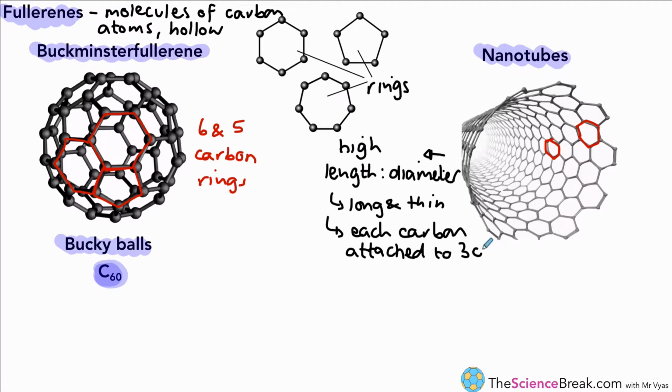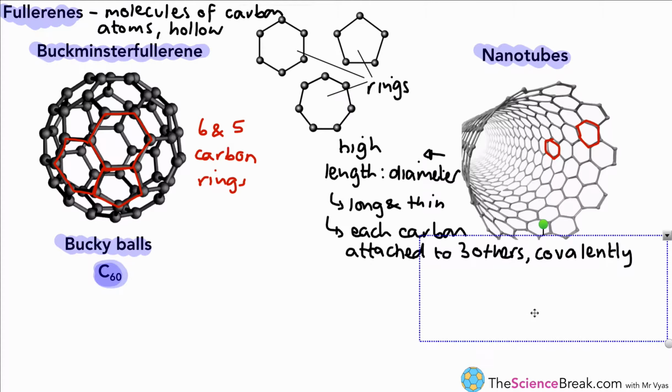Remember, just as in graphite, we have each carbon bonded to 3 others, and again that's done covalently. Let's just tidy that up a little bit. Attached to 3 others, and that's done with covalent bonds. And again, I know I say it a lot, but it's very important. Covalent bonds are very strong.